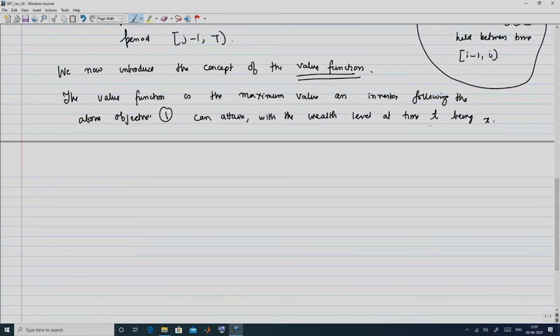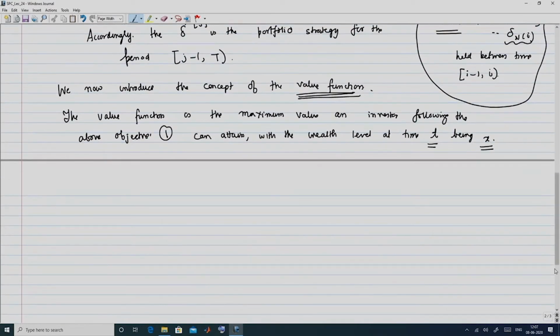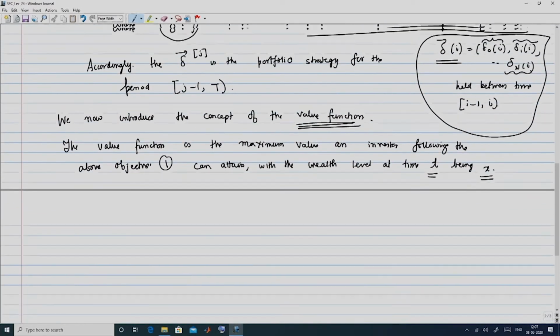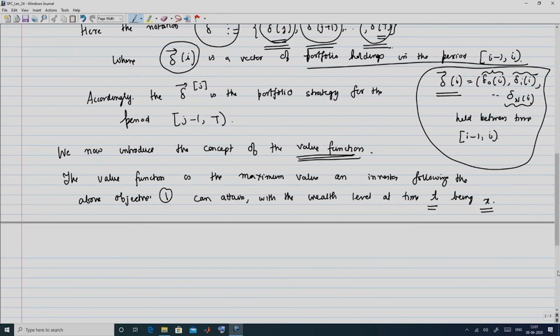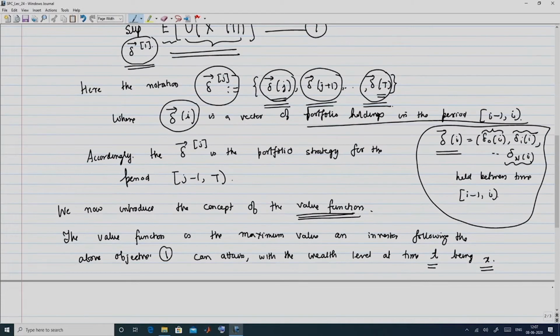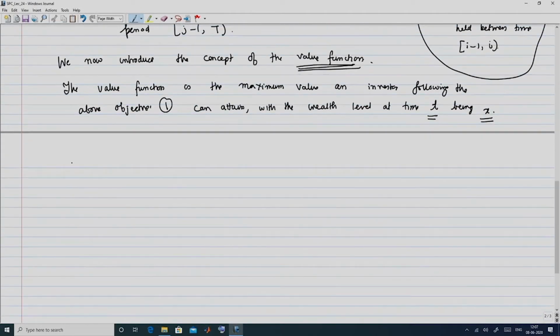So, this basically means that if at time t you start off with a wealth level of x, then the value function is going to be the maximum value that the investor is going to obtain as a result of following our objective 1.